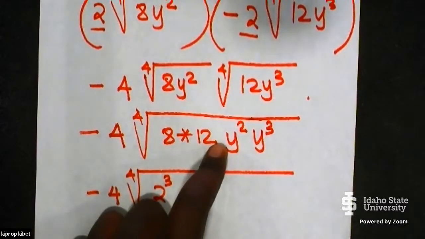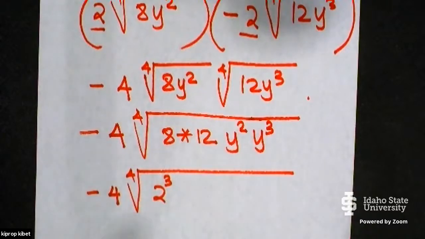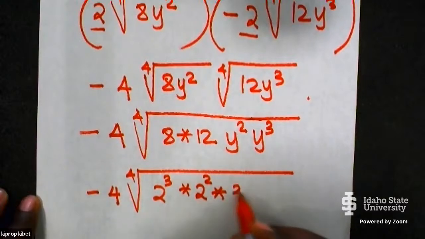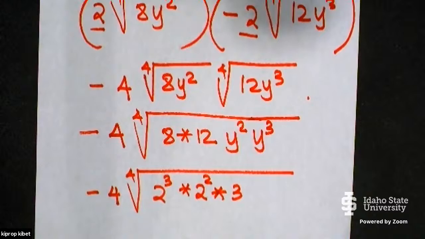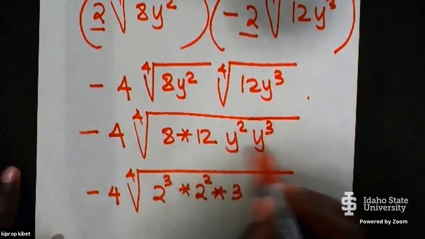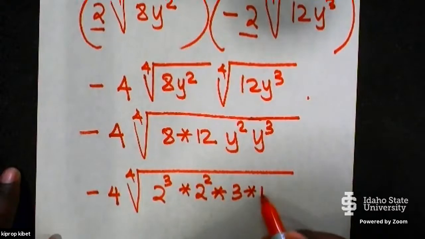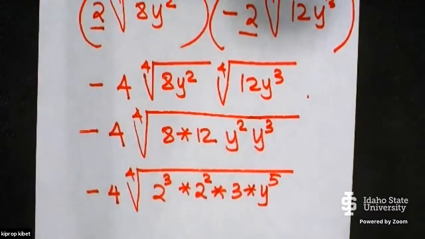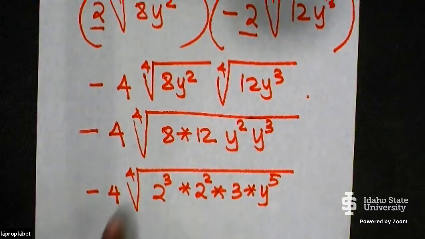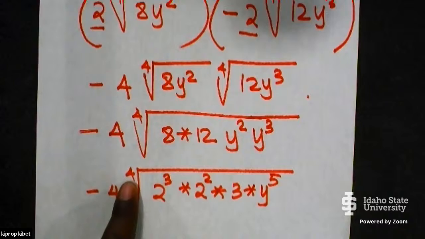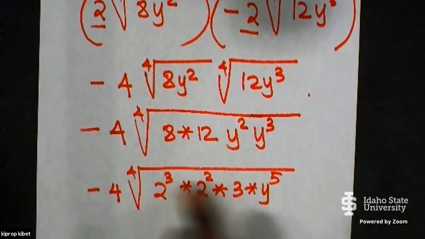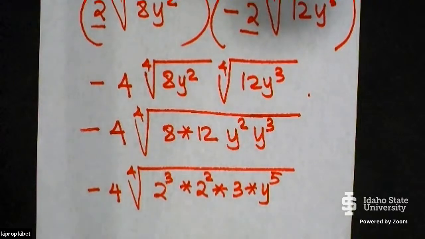12. How many 2s are in 12? 2, right? So 2 times 2 raised to 2 times what? Times 3, right? And then here, times what? Y raised to what? Raised to 5. That's y raised to 5. Now, this is for root here. So we need to look for a way of simplifying inside here.